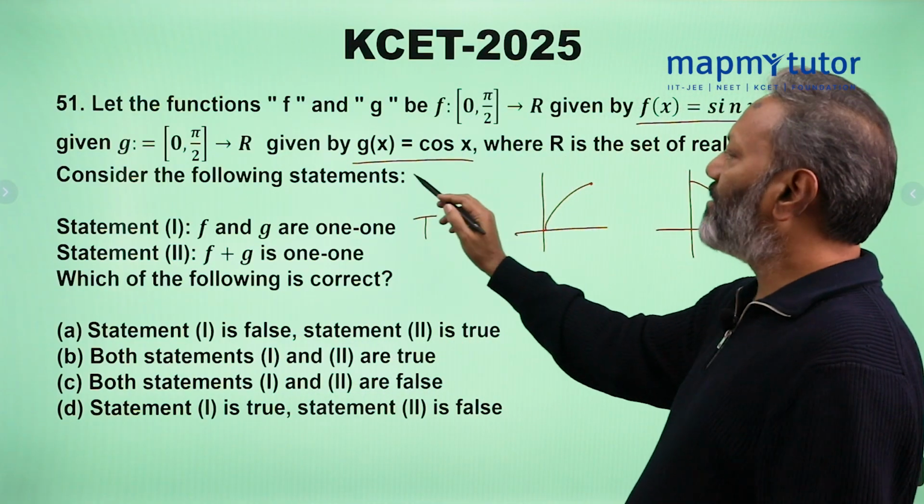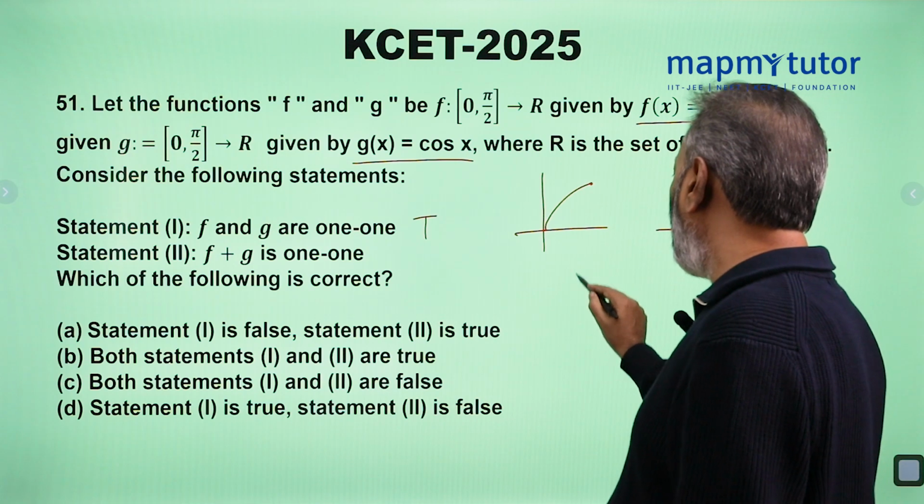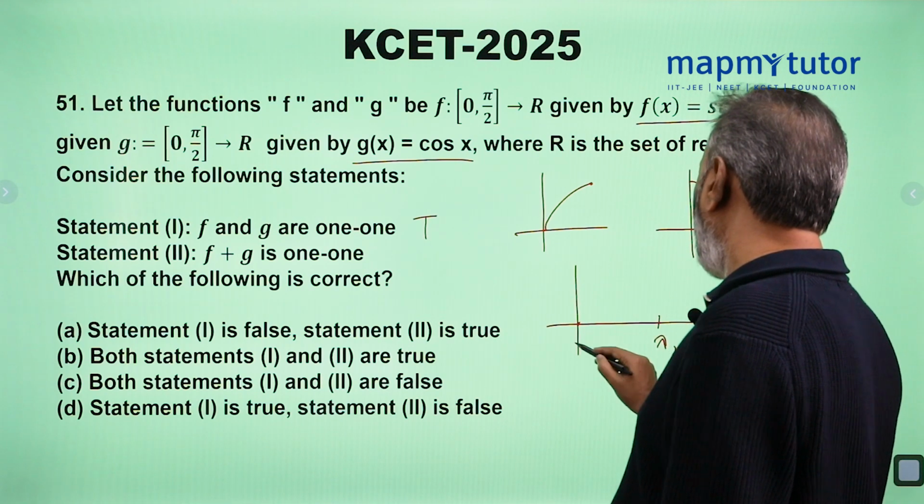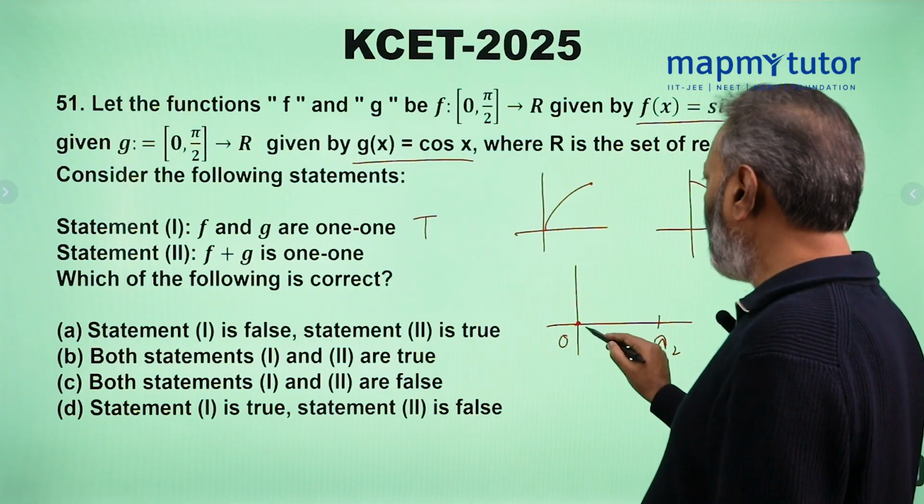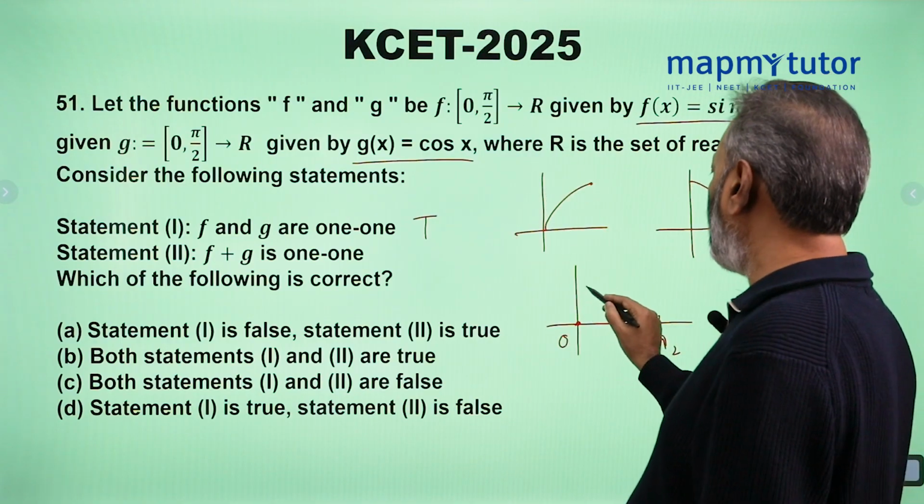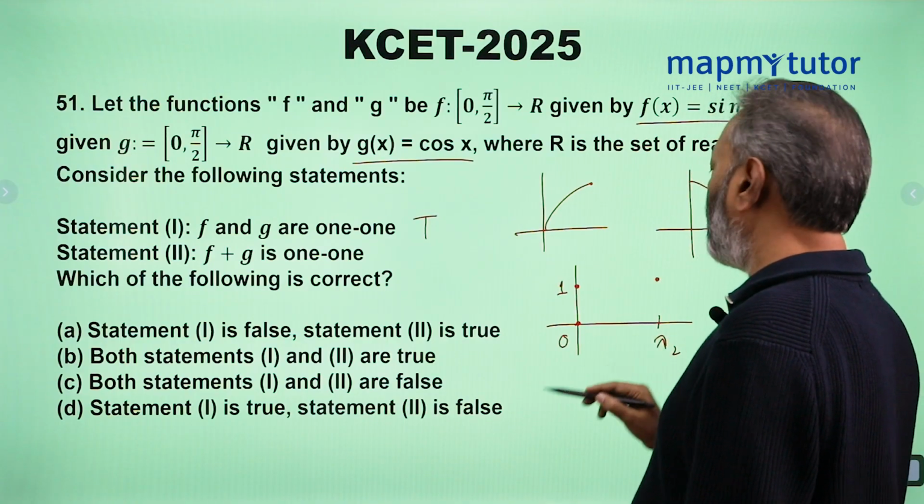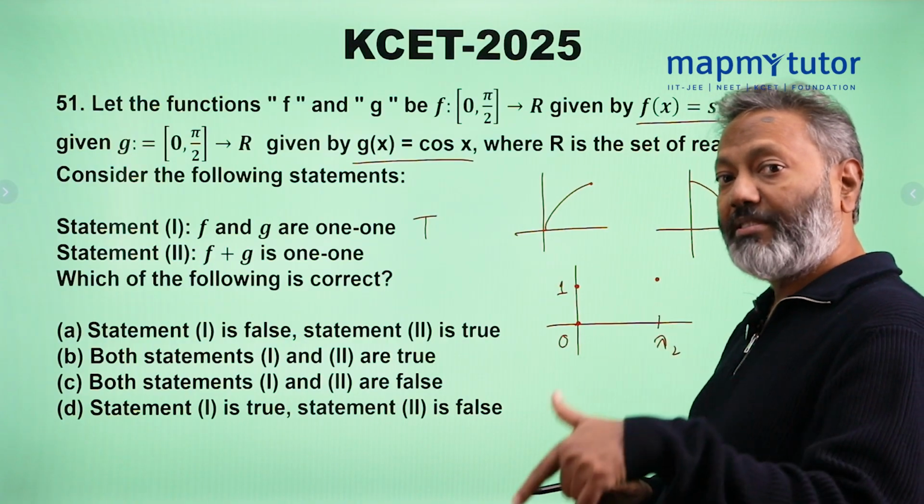f plus g means sin x plus cos x. What will be the graph for that? I need 0 to pi by 2. This is crucial, okay? Listen to this carefully. At 0, sin is 0, cos is 1. Therefore, it starts at 1. And at pi by 2, again it is 1. Why? Because sin 90 is 1, cos 90 is 0.